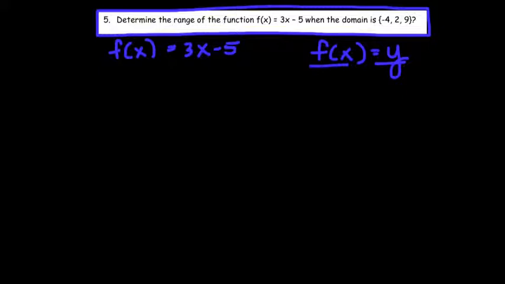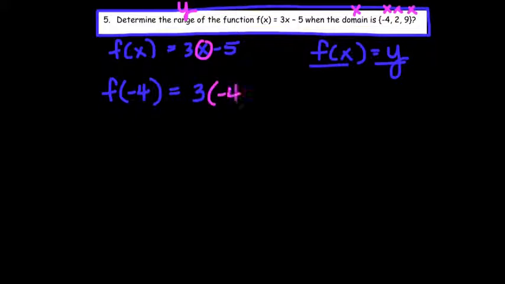Now this time, it's asking us to find the range, or the y values, when the domain, the x values, are negative 4, 2, and 9. So essentially these are all x's and will be replaced in this problem where the x value is. So I'm going to do three separate equations for this. The first equation, I'm going to plug in a negative 4 where that x is. So I'm going to have f of negative 4, because I'm plugging that in for the x, equals 3 times negative 4 and then minus 5.